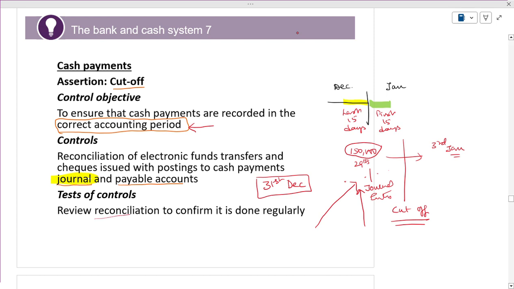Once you are doing the reconciliation, definitely there will be some lodgements and checks uncleared. The moment you are issuing the check, it has to be posted correctly, and your bank balance has to be decreased. And when you are doing the reconciliation on 31st December, you have to say checks issued but not encashed.